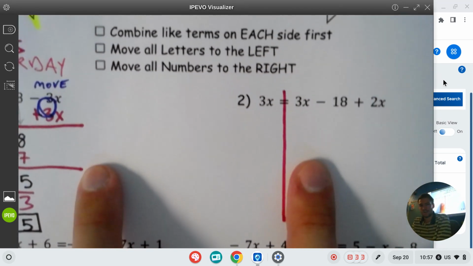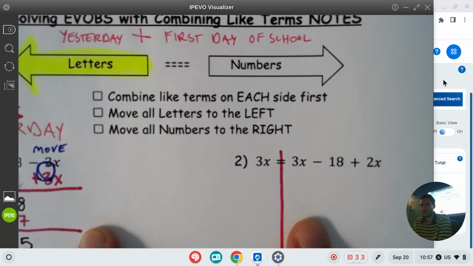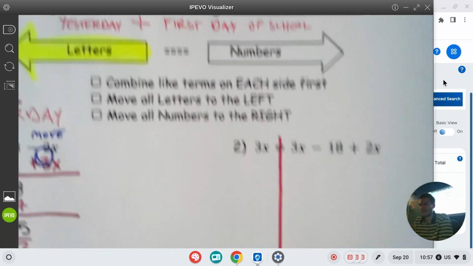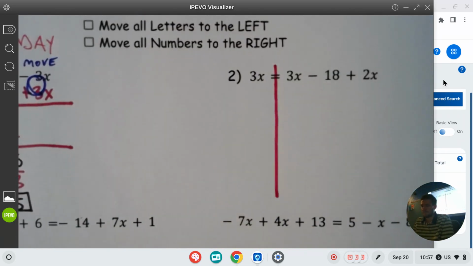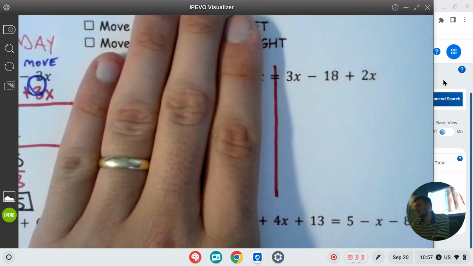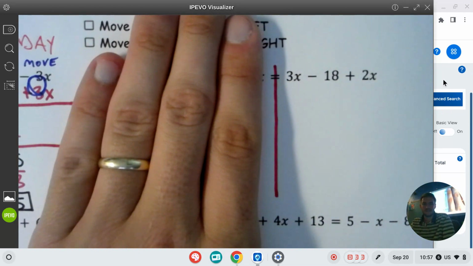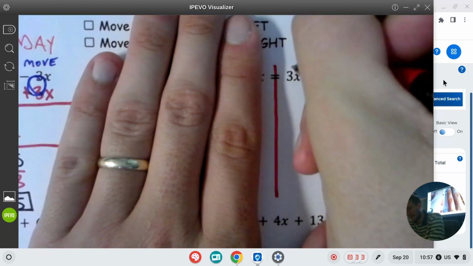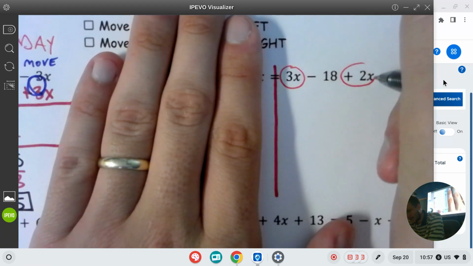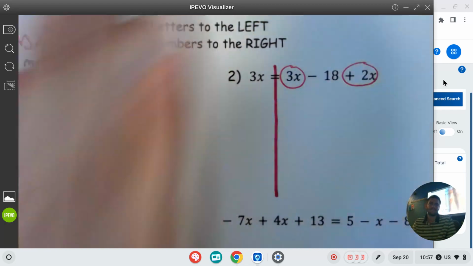This is where our new stuff comes in. And when I say new, it's from the first day of school. We're gonna look to combine like terms. On the right side, we have 3 terms. Do any of these terms combine together? Correct. The 3x and the 2x are going to combine together. Okay?